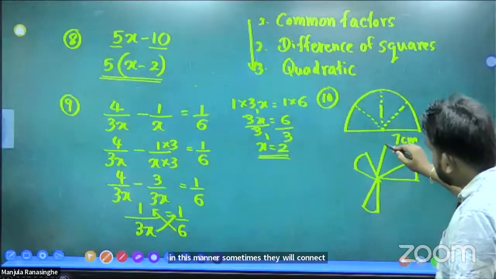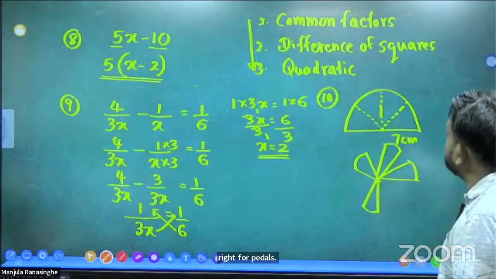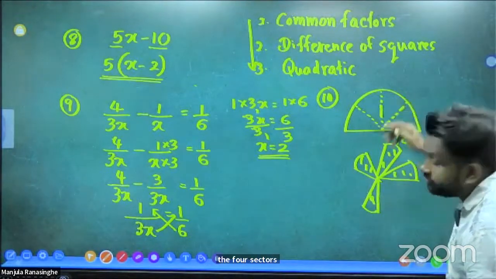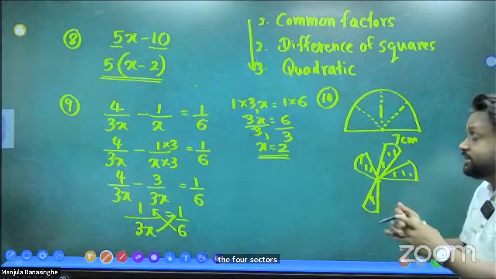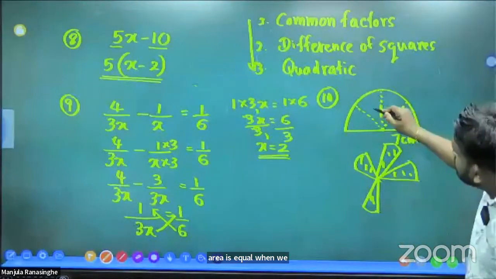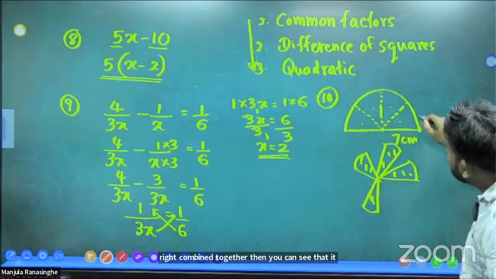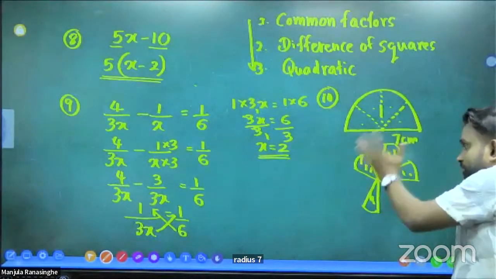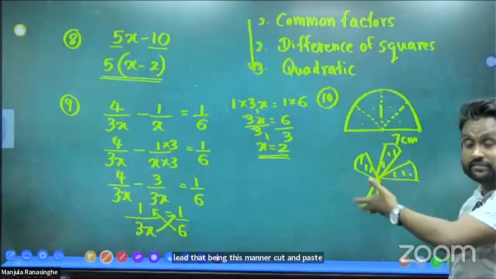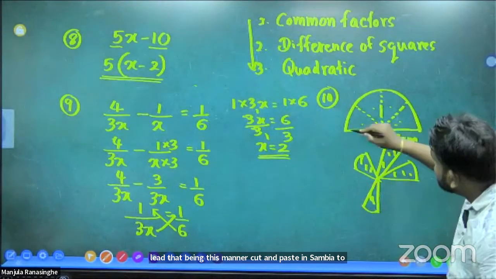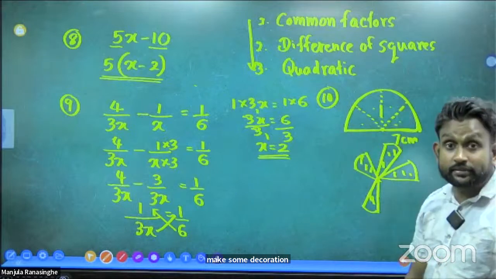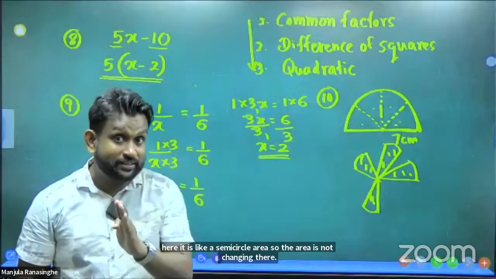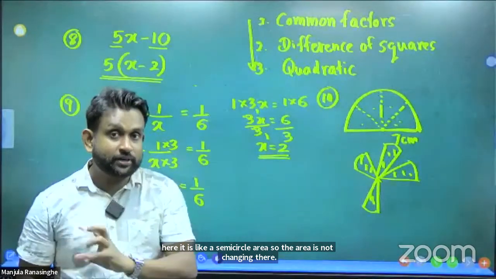4 petals, right? But eventually the 4 sectors' area is equal when we combine them together. Then you can see that it comes to a semicircle with radius 7. Although it appears in this manner, cut and pasted somewhere to make some decoration, here it is like a semicircle area, so the area is not changing there. So you can find out the area of a semicircle, a 180-degree sector with radius 7.